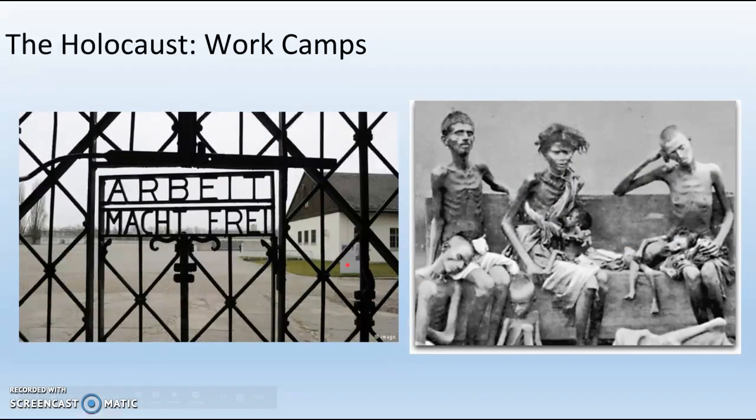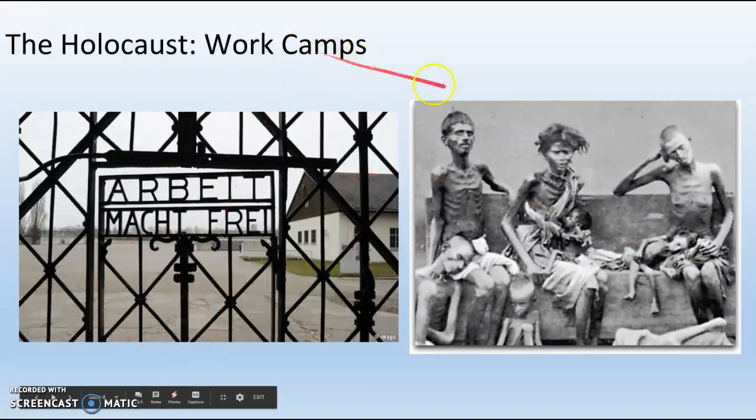So there's 2 kinds of concentration camps. There's work camps and there's death camps. Almost all the work camps had this sign greeting you as you entered: Arbeit macht frei, which in German means through work there is freedom. This is at Dachau. I actually took this picture.